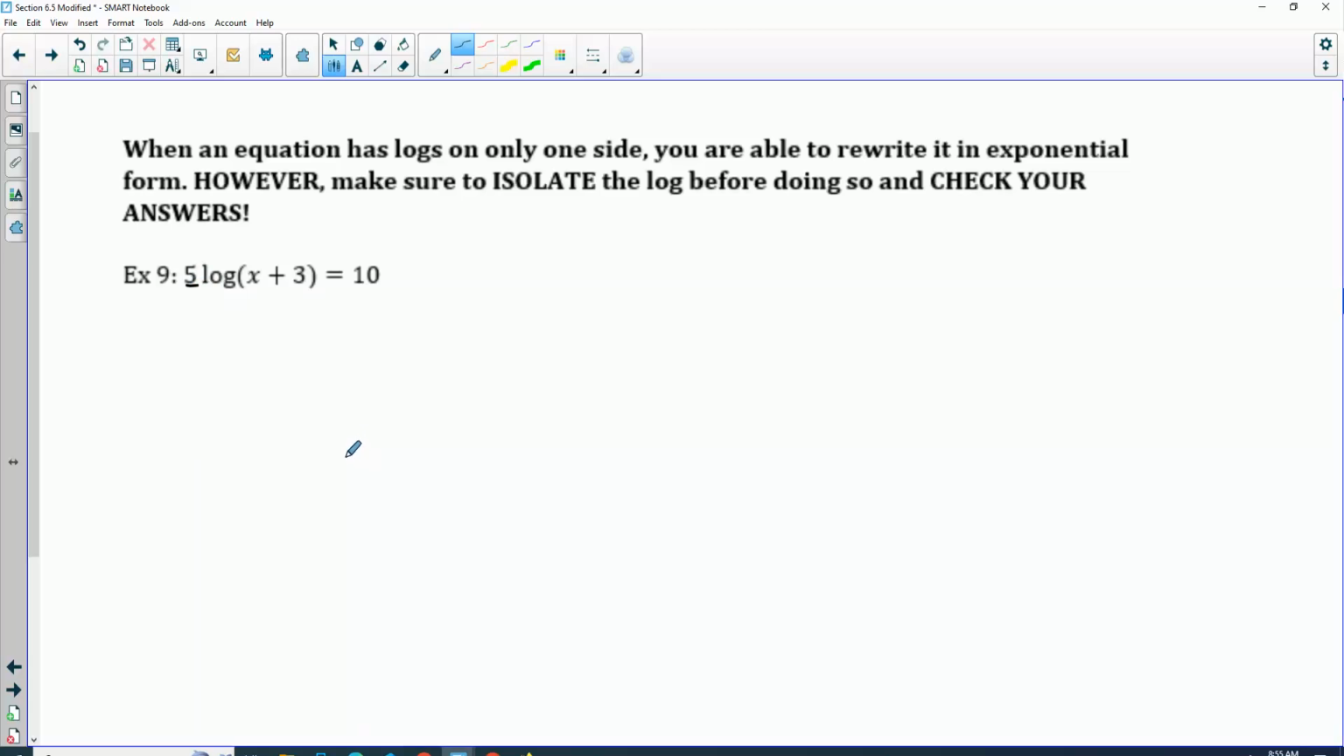So when I'm looking at this, I have to get rid of the 5 first. And we have two options for that. One option, properties of logs, it would come up into the exponent. But the easier option, if you have 5 times something, what's the opposite of multiplying by 5? Okay, so we could divide by 5 on each side. So that gives us the log of x plus 3 equals 2.